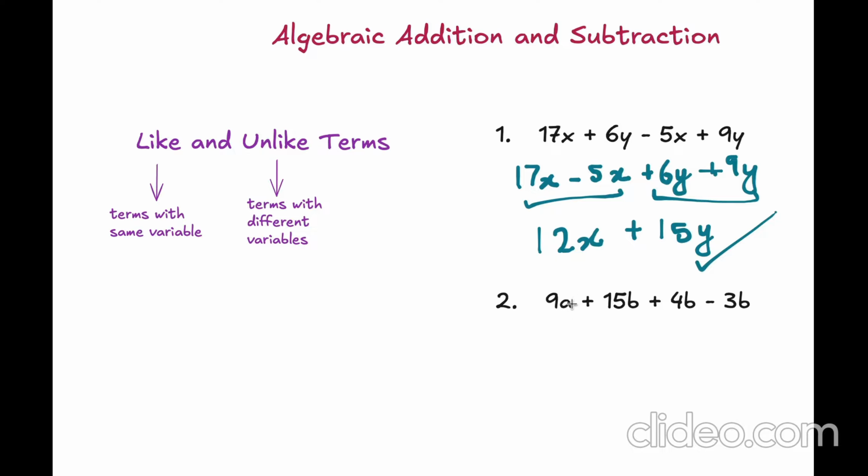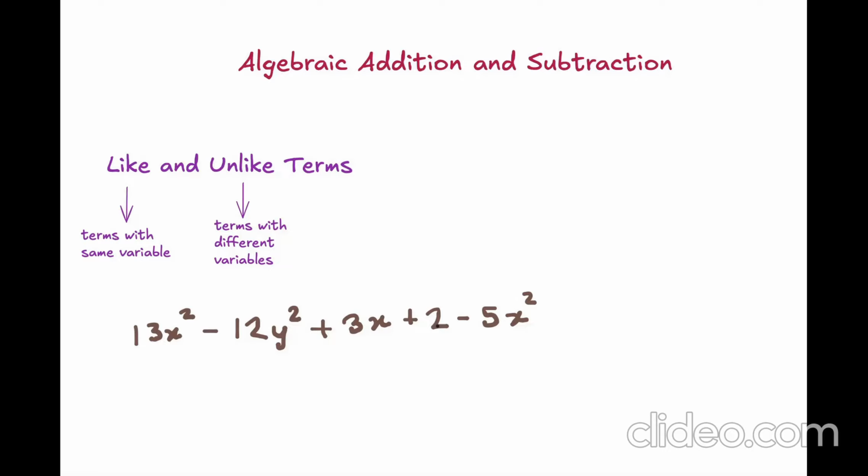Next one, we have the variables a and b, and we need to group them together. 9a, is there any other a? No, there isn't, so I can't do anything with the a's. Now I'll focus on the b's. They're all together, so I can directly just add first. 15 plus 4, I get 19. Minus 3, 16. So I'll get plus 16b, which is the answer.